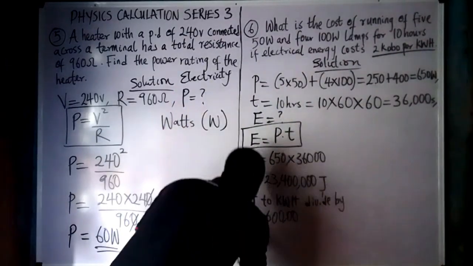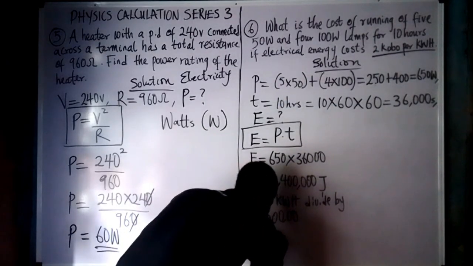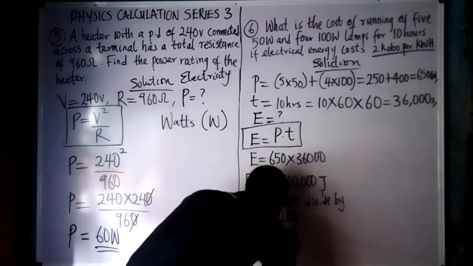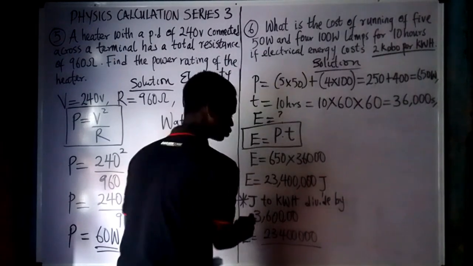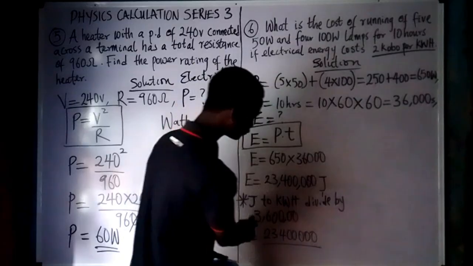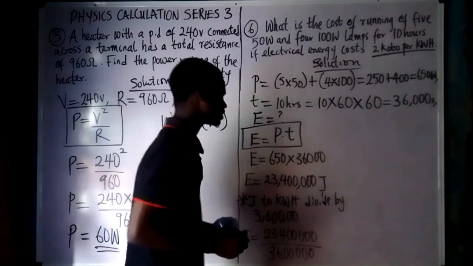We'll now say our energy is equal to the value we have here, 2,340,000, divided by what? What are we dividing by? What is the converting factor? It is 3,600,000. So guys, that is what we now have.